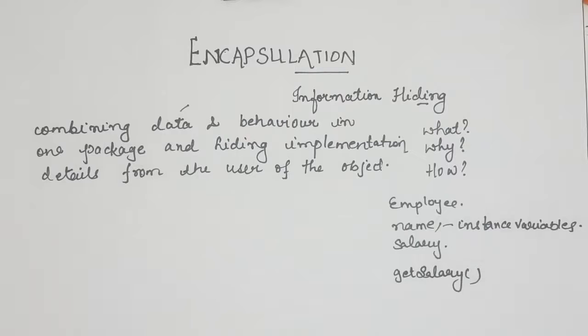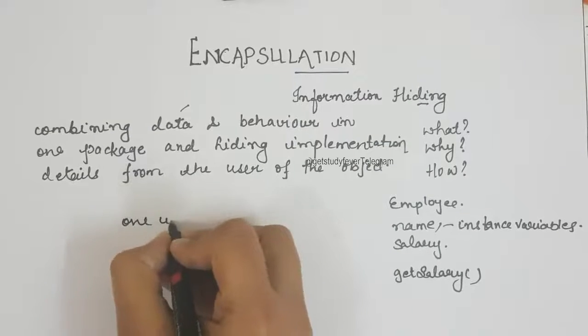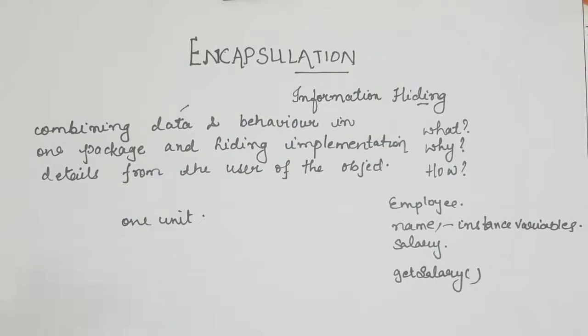So what we are trying to do in encapsulation is combine data and behavior in one package, or in one unit, and hide the implementation details from the user. What do we mean by that? Consider for example a mobile phone. Whenever you have to make a call, you just click a call button and you don't know how that call is made. You have no idea what code is written. You just click on the call button.